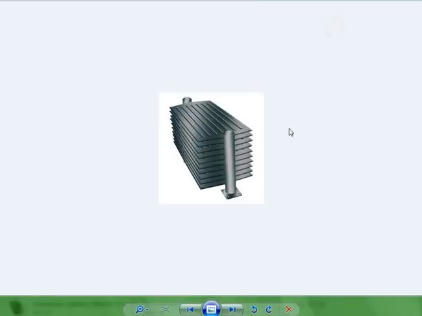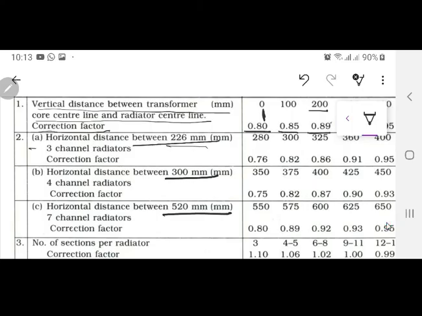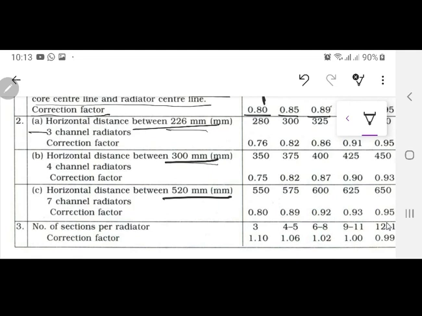This height from here to here. Okay? If you are using a 226 mm height one, it has 3 channels. If you are using a 300 mm one, it has 4 channels. If you are using a 520 mm one, it has 7 channels. आपकी किताब के अंदर ये सिर्फ ये 3 दिए हुए हैं और इन 3 के टेबल्स भी हैं.